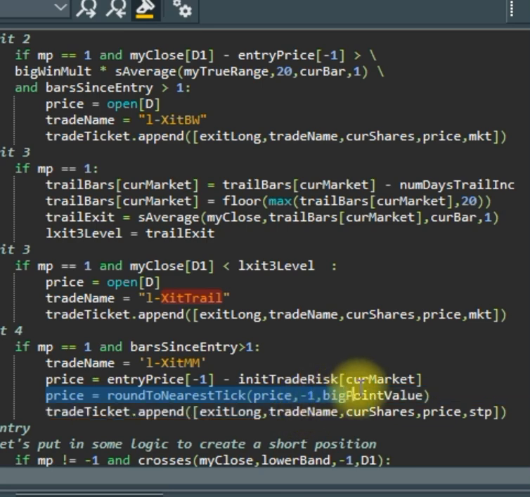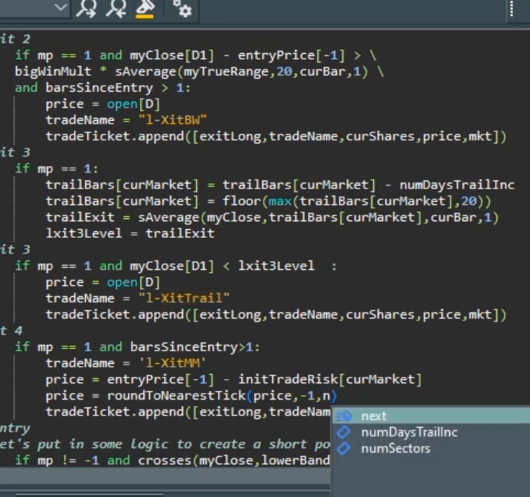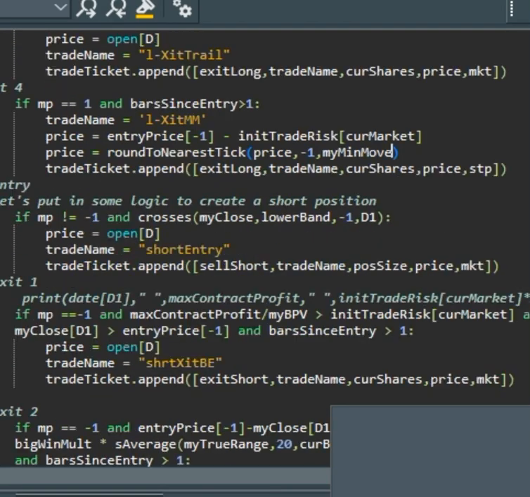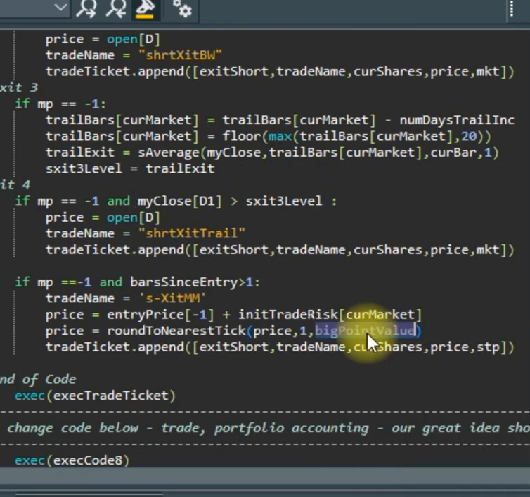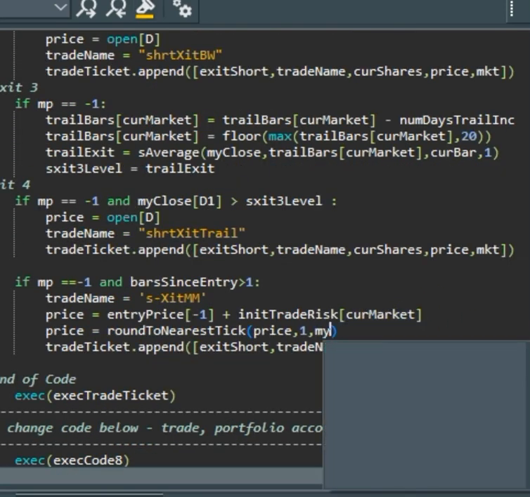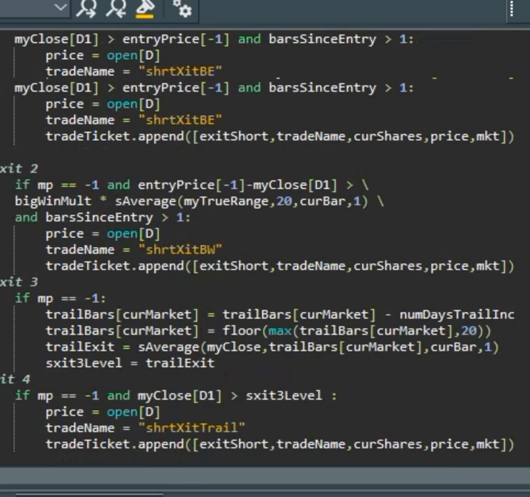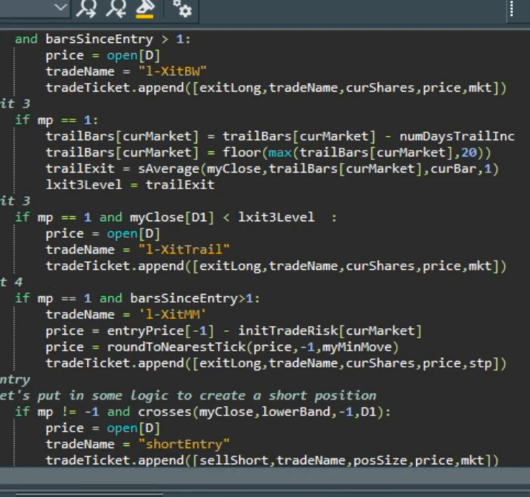The price, I want to round it down, big point value. That is not right. I don't know why I put big point value there. That should be my min move. Let's get it right. Let's make sure, let's go down here and change it down here. I'm sure I did it down here as well. Sorry about that. Round to the nearest tick, it's my min move, because my min move is min tick. Okay, sorry about those two typos.